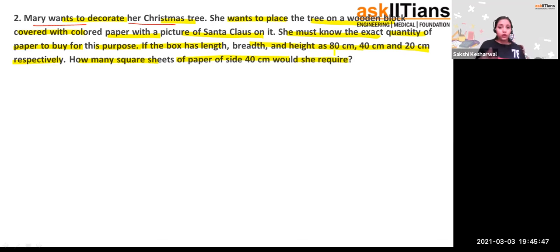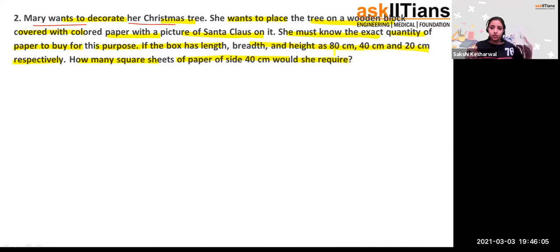So you get small sheets of paper like this, which you will be using to decorate, to cover the entire part, right? So what we will be doing first is finding the TSA of the entire thing she's going to cover. She's going to cover the wooden box, which is in the form of a cuboid: the upper part, the bottom part, the CSA and TSA. So first we'll find the TSA of that part, and then we'll find the area of this single sheet, right?